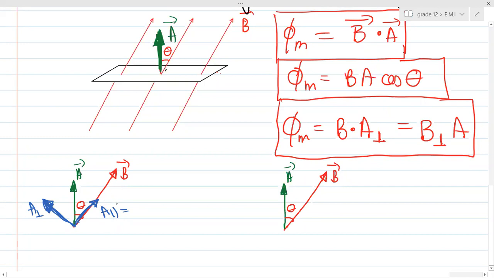A cos theta. There is something wrong. This is parallel, no? We are taking with the area vector, no?